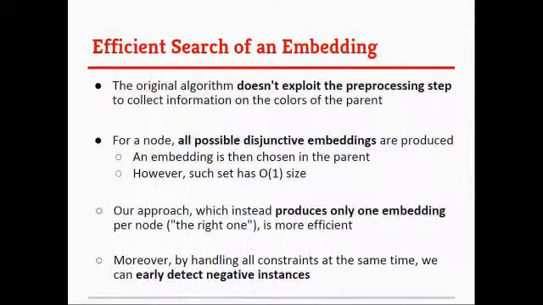The original algorithm doesn't do that. In particular, it doesn't exploit the preprocessing step to collect information on the incident edges. And for this reason, it has to build several embeddings for each SPQR3 node. In particular, all the possible disjunctive embeddings, leaving to the parent selecting one. The algorithm is still linear, since those embeddings that have the same color patterns are equivalent. Our approach, however, produces exactly one embedding per node, being so more efficient. Moreover, by handling all constraints at the same time, we can early detect negative instances.